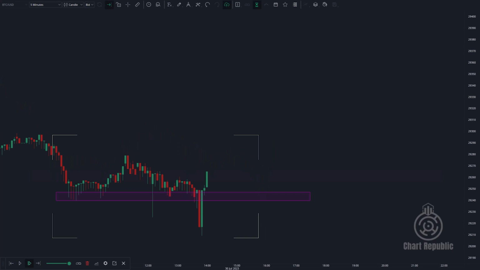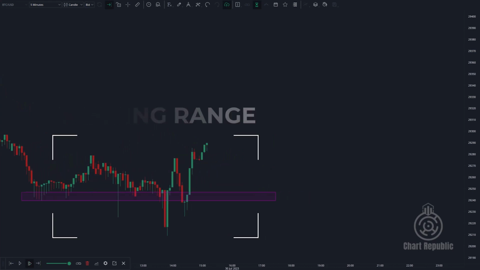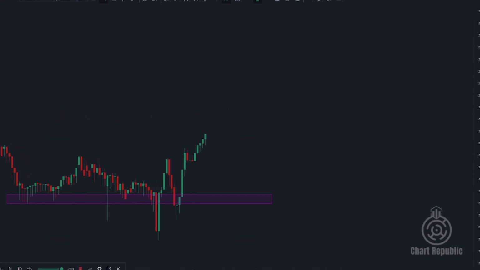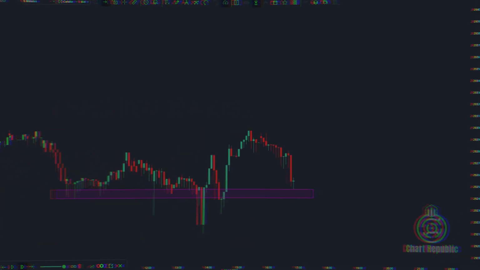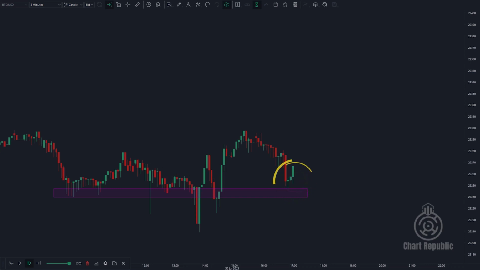After this, the market will likely enter a phase of consolidation or range, which could last for some time. However, it's crucial to avoid entering long or short trades until the market achieves stability near the breakout point. This could mean waiting it out until you see any signs of a reversal around that area.